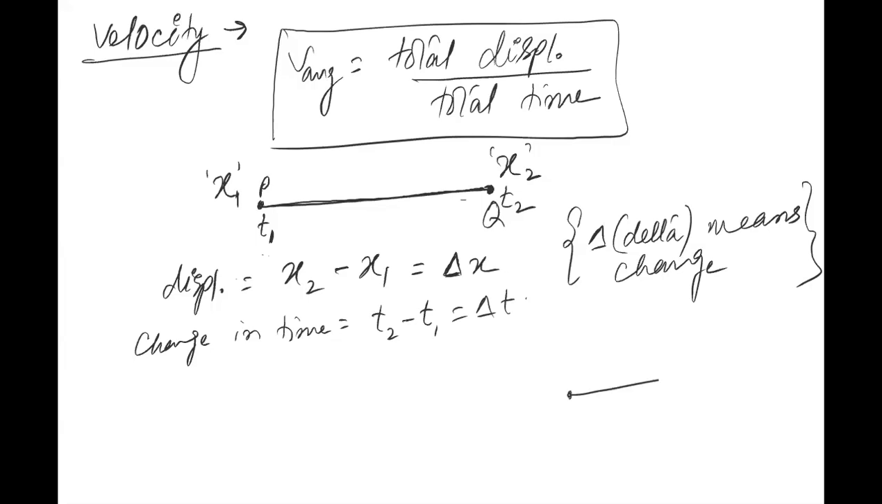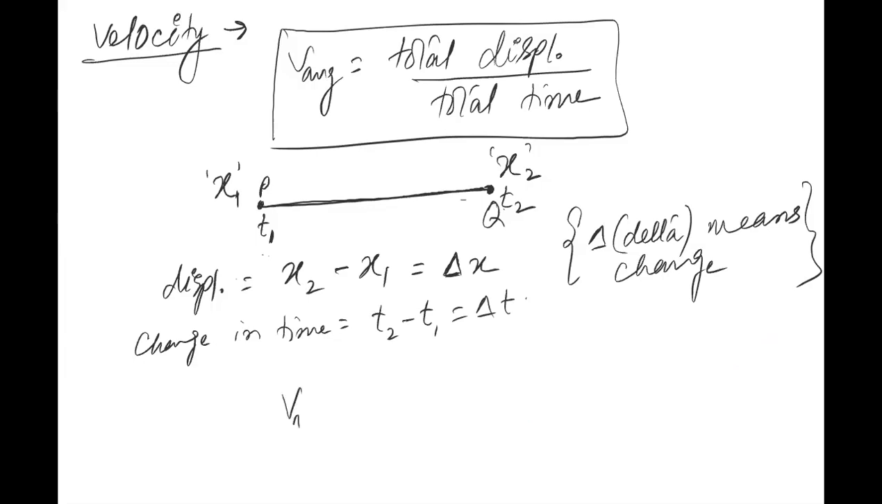Time required in going from t1 to t2 is the difference of these two times. For example, if I say I was here at 1 p.m. and I have reached this position at 1:05 p.m., what is the time taken in going from this point to that point? How much is the time? 5 minutes. Obviously 5 minutes. So this is the time and this is your displacement.